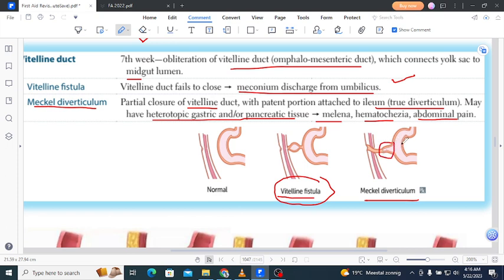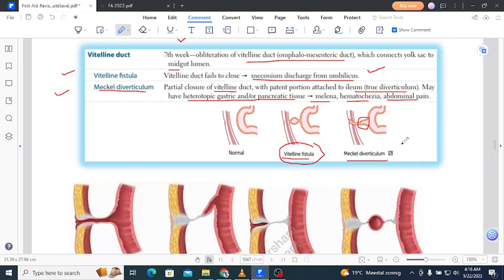Normally it is asymptomatic, but if it contains heterotopic mucosa, heterotopic meaning mucosa from some other organ, like we are talking about the mucosa of maybe stomach or maybe small intestine, maybe other portions of the intestine. If it is containing the mucosa of the stomach, that mucosa is responsible for the secretion of HCl and pepsinogen and stuff like that. So if there is heterotopic mucosa coming from the stomach, it may result in melena, hematochezia and abdominal pain. Melena is a dark tarry stool, hematochezia is bright red blood seen in the stool, and the abdominal pain is the abdominal pain.